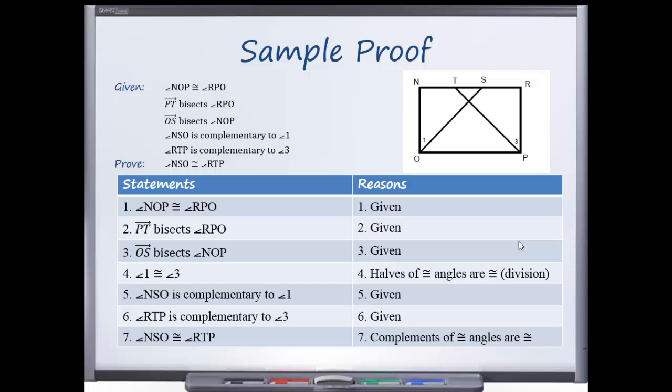Then we're going to follow with the rest of the given information, that angle NSO is complementary to angle 1 and angle RTP is complementary to angle 3. Those are both given. Okay, and recalling from a previous video, the congruent complements theorem, if we know we have a set of congruent angles in angles 1 and 3, and then we know that we have angles that are complementary to those angles, we can conclude that those angles that are complementary are also congruent because complements of congruent angles are congruent.